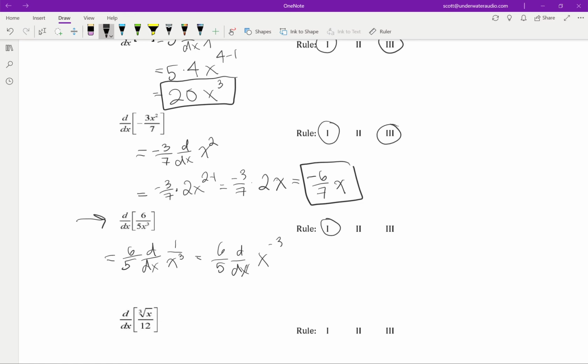One over x cubed is a little tougher, but x to a power, I know how to do that using rule number 3. So according to rule number 3, I'm going to get 6/5, and then I'm bringing that power down, x to the negative 3 minus 1. I'm just simplifying now. And I just did rule number 3, so I'm going to circle it. 6/5 times negative 3, and then x to the negative 3 minus 1 is negative 4.